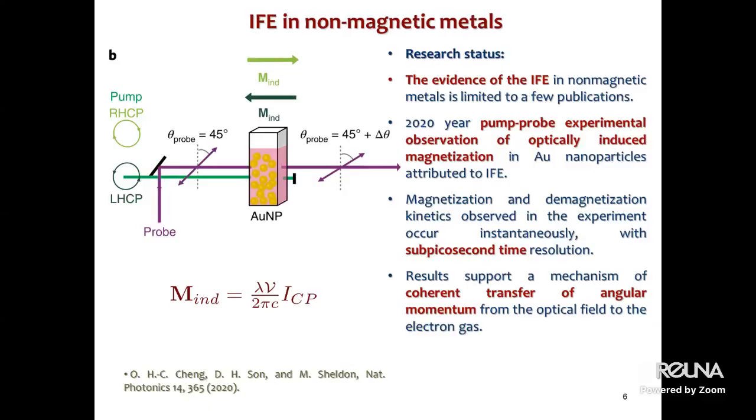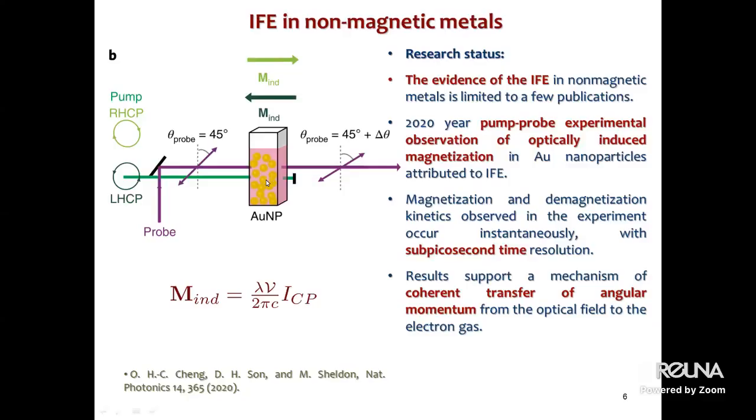The observed magnetization and demagnetization dynamics are ultra-fast, occurring on sub-picosecond timescales. These results support a picture of coherent angular momentum transfer from circularly polarized light to the conduction electron gas. So basically here I present from this paper the experimental setup people used in order to observe the inverse Faraday effect in gold nanoparticles.